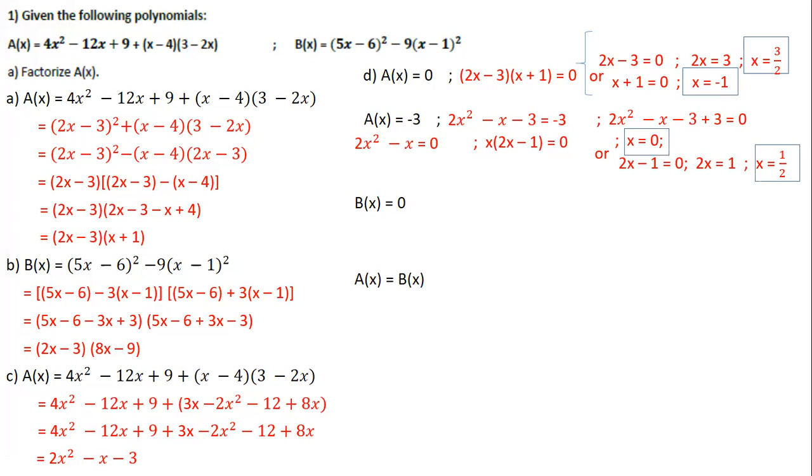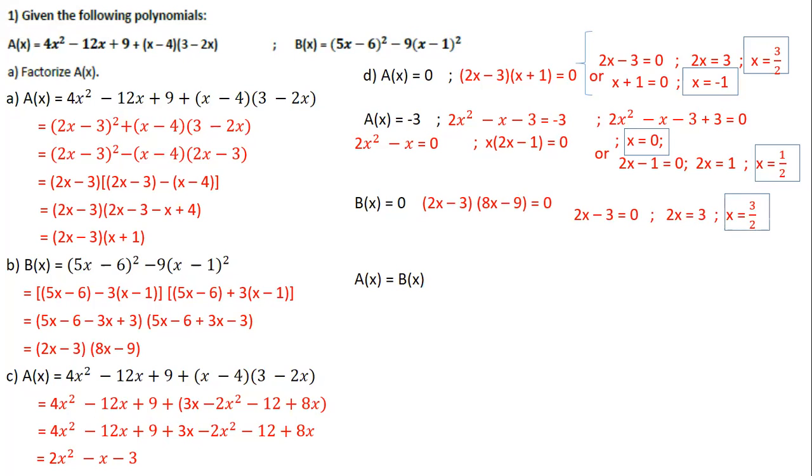Yes, miss. We should solve B of x is equal to 0. Which B of x do you take? The factorized. This is the factorized. Solve it. 2x minus 3 is equal to 0. Then 2x is equal to 3. X is equal to 3 over 2. This is the first solution.